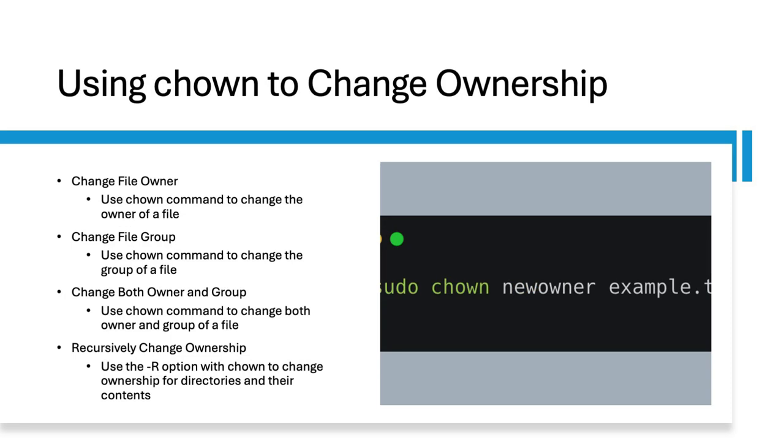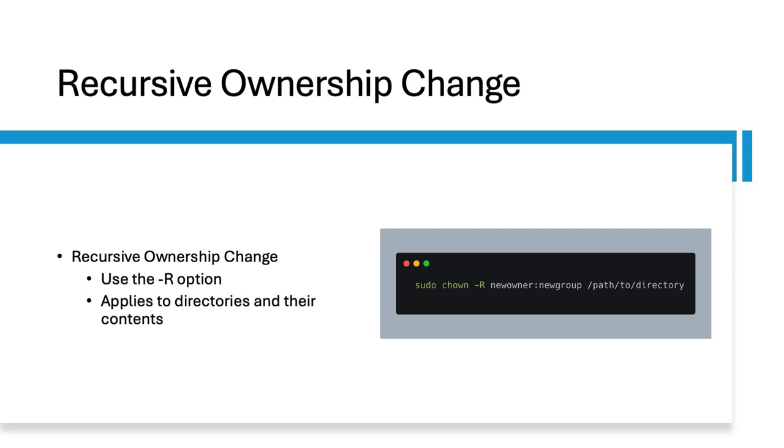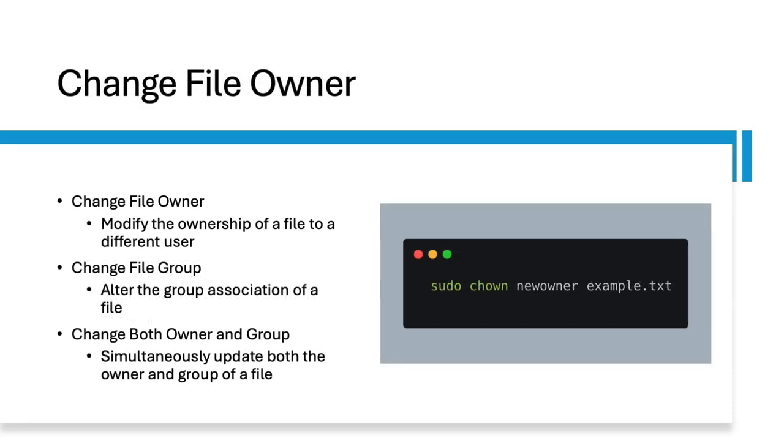The chown command is used to change file ownership. You can change the file owner, the file group, or both. Additionally, the -R option allows you to recursively change ownership for directories and their contents. This slide covers how to change the file owner, file group, and both the owner and group simultaneously.